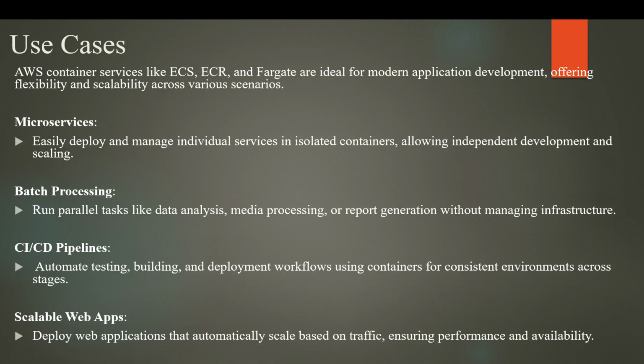Use cases. AWS container services like ECS, ECR and Fargate are ideal for modern application development, offering flexibility and scalability across various scenarios. Microservices: easily deploy and manage individual services in isolated containers, allowing independent development and scaling. Batch processing: run parallel tasks like data analysis, media processing or report generation without managing infrastructure.